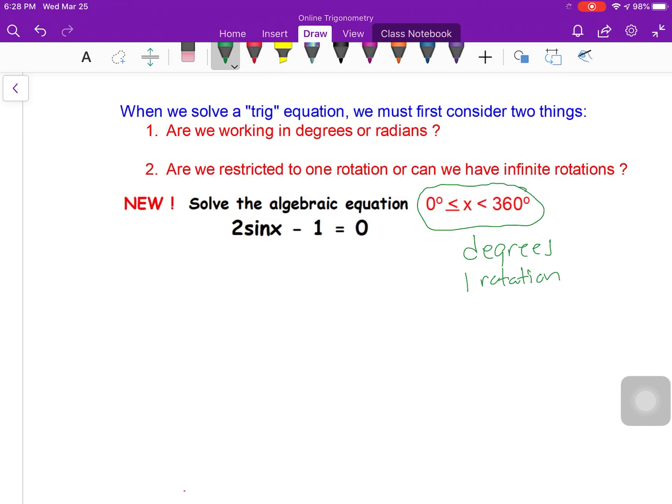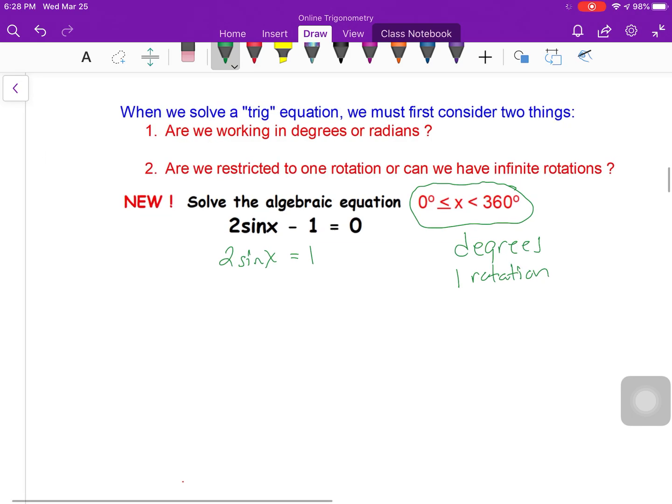Because obviously they've given us degrees as our limitations, and then they've also told us that we can only go from 0 to 360. Notice that the equals bar means we can include the 0, but we cannot include the 360. So now we'll try to isolate the trig function. To isolate the sine of x, I'll first add 1 to both sides, giving me 2 sine x equals 1. Then I'll divide by 2, and I end up with the sine of x is equal to 1/2.